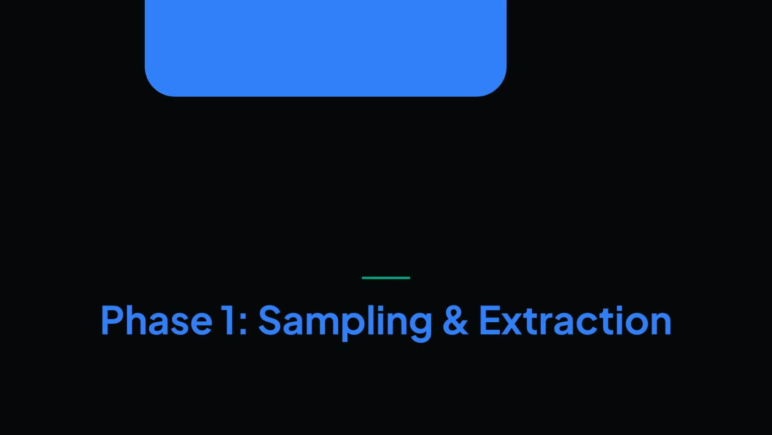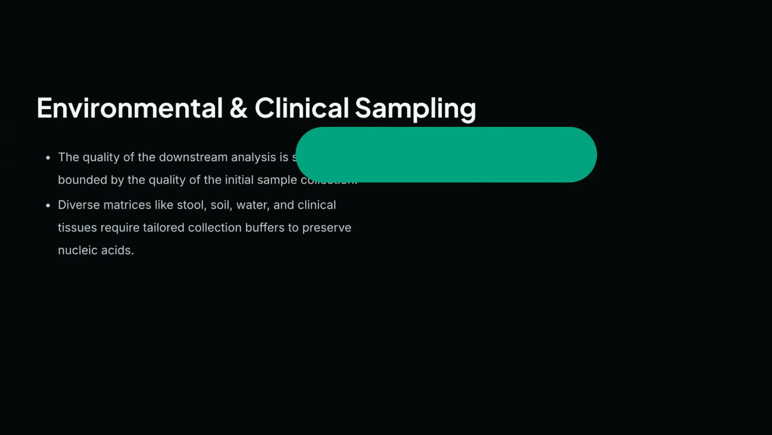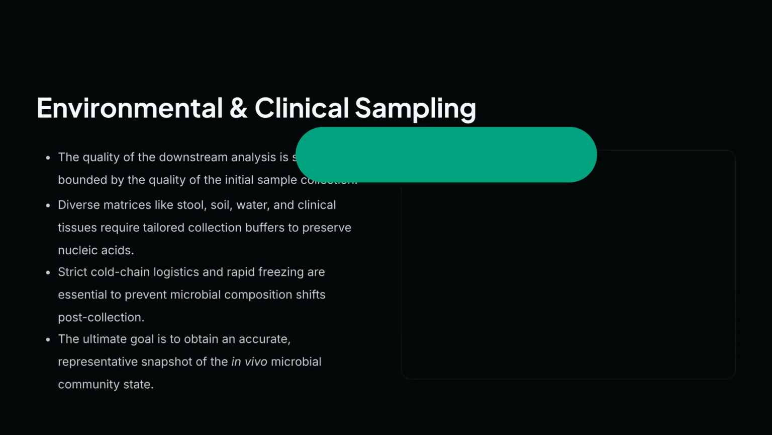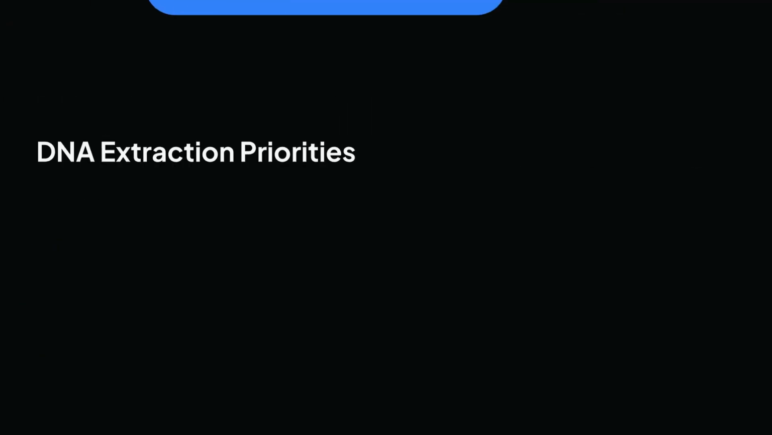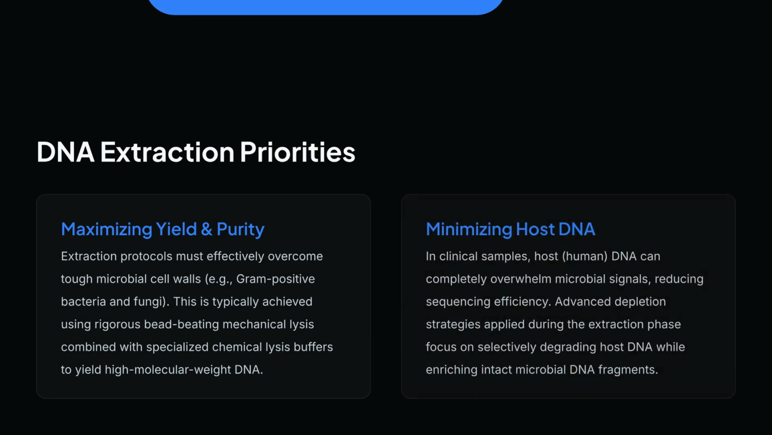We begin with Phase 1, sampling and extraction, which is foundational for the entire workflow. The quality of the initial sample collection is paramount. Diverse samples, such as soil or clinical tissues, require tailored buffers and strict cold chain logistics to accurately capture the microbial community state. DNA extraction prioritizes maximizing yield and purity by overcoming tough microbial cell walls. It also focuses on minimizing host DNA, especially in clinical samples, through depletion strategies to enrich microbial DNA fragments.